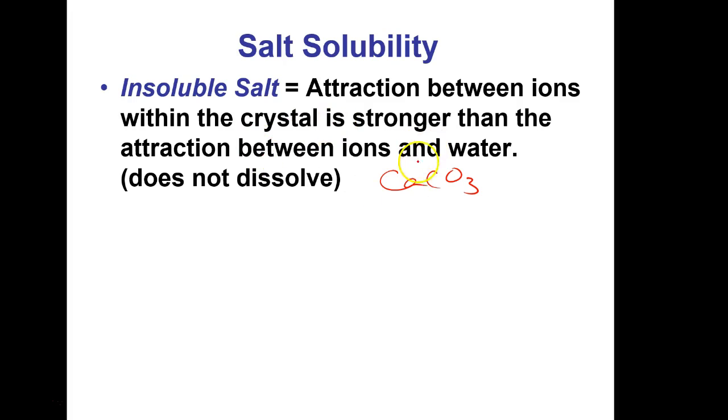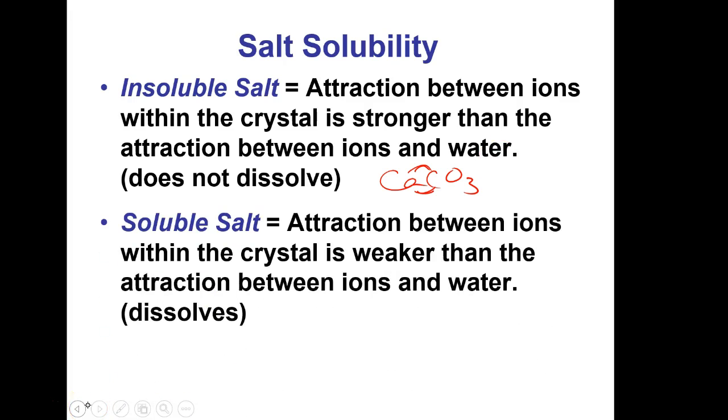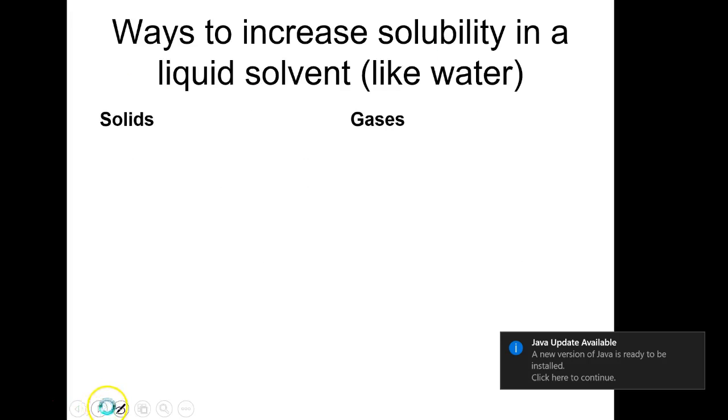And that's because the calcium and the carbonate are more attracted to each other than they are to the water. It won't dissolve. A soluble salt would be something like NaCl. It is very much attracted. It's more attracted to the water than it is to each other, and so they break apart and they dissolve.